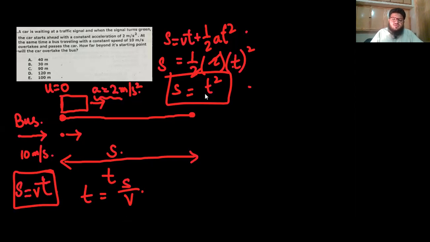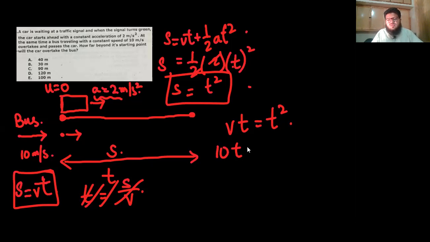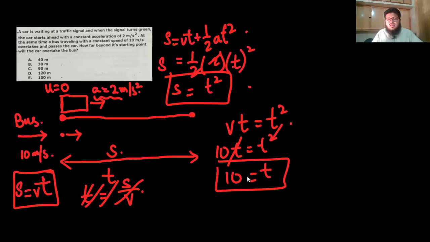We can plug this over there, or let's make it easier, leave this, equate both the s. So vt is equal to t squared. We know the value of v, it's 10, so 10t is equal to t squared. Now this t cancels from the t squared, so what is the value of t? It is 10. 10 seconds, we have the time equal 10 seconds.